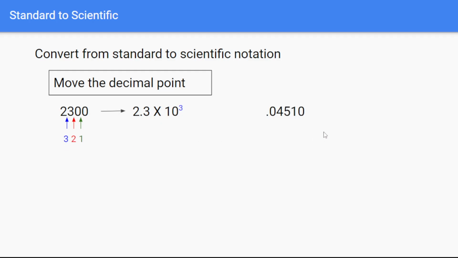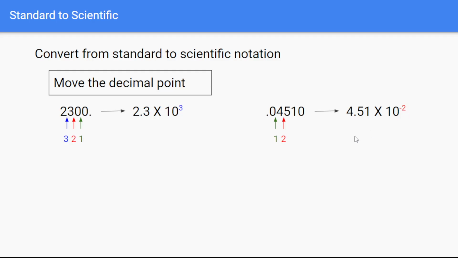Now what if it's a number smaller than 1? Same thing, we need our decimal to be moved to a position where it's one digit and then the decimal place. So in this case, we have to move the decimal 1, 2 spots. So our scientific notation would say 4.51 times 10 to the negative 2. Notice that we moved the decimal twice. So our exponent is negative 2.